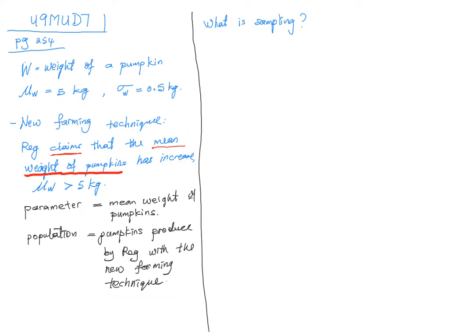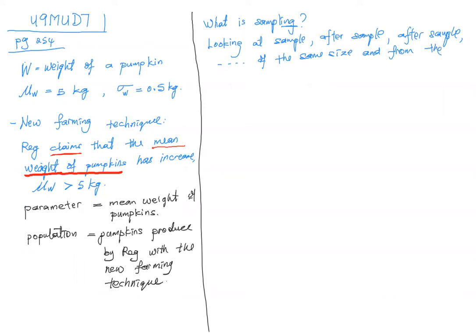Okay, sampling is not the result. Sampling is looking at samples. You see, this is a continuous tense: looking at sample after sample. One sample is not enough, so another sample after sample, and many, many more. But with the condition of the same size and from the same population. So that is called sampling.